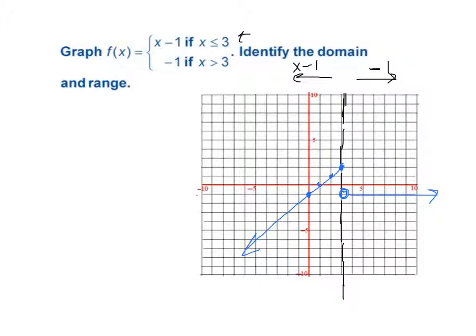Now, this is not continuous. In other words, if I were to follow along with my pen, I would have to pick it up here at 3 because there's a jump. We often call that a jump.